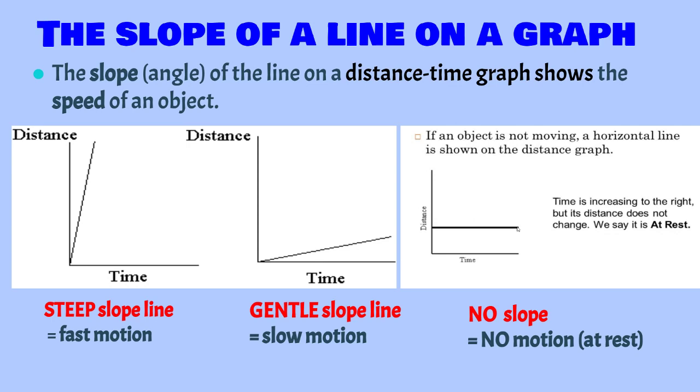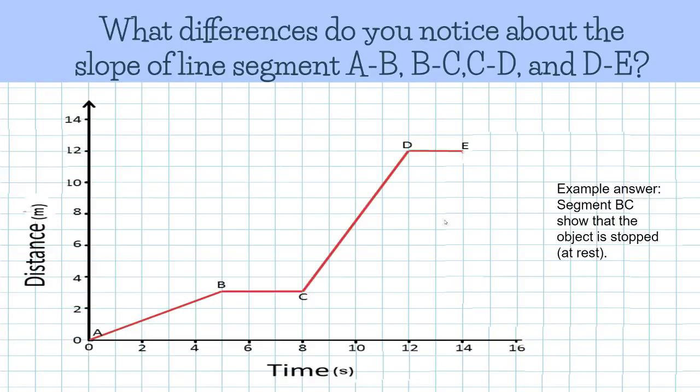Well, I'm still staying at 5 meters. I'm at rest. I have not moved at all. Okay? Alright, so what do you notice about the slope of the line segments A through B, BC, CD, and DE? Alright, so AB, how would we describe this? 5, 4, 3, 2, 1. That is slow, correct. That would be a slow speed, okay?